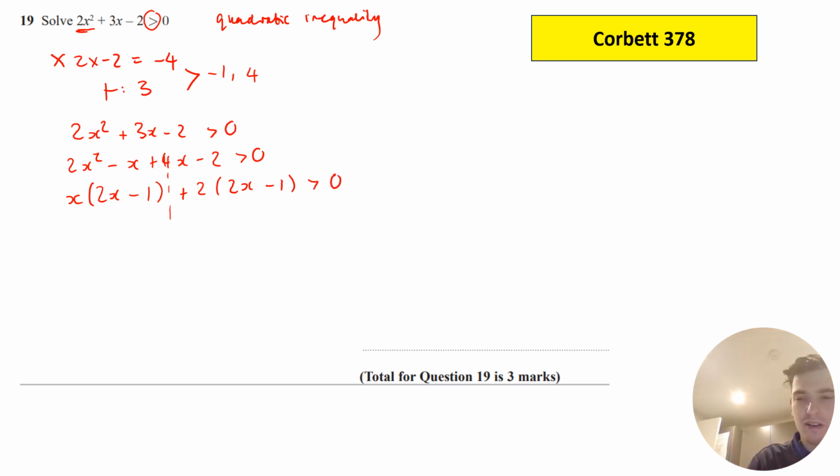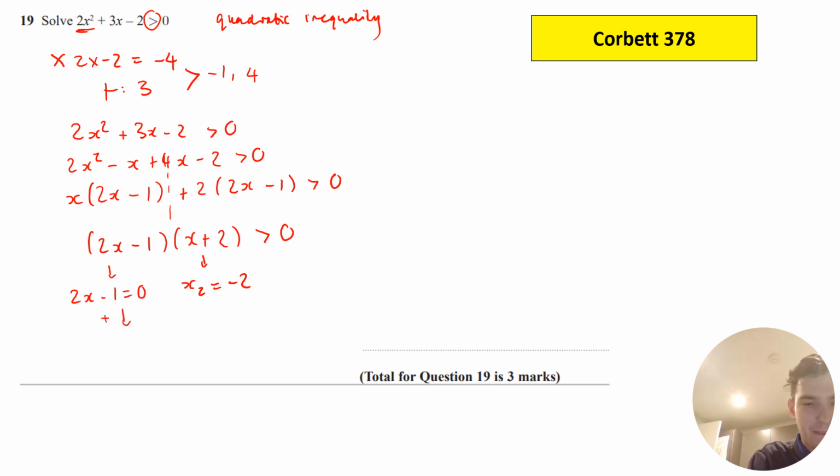Good news, I've got 2x minus 1, x plus 2 is bigger than 0. So if I wanted to solve this equation, I would want both of these brackets to equal 0. So this one here is easy: x2 equals minus 2. But this one here, I want 2x minus 1 to equal 0. And I'm going to solve it now. So I get x1 equals a half.